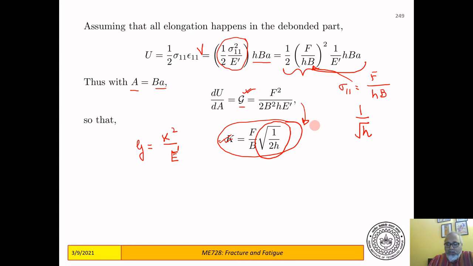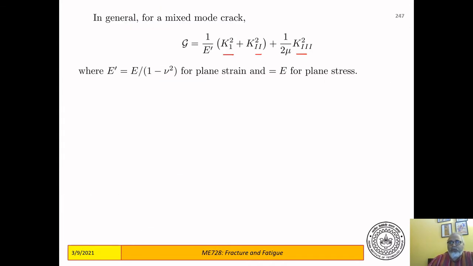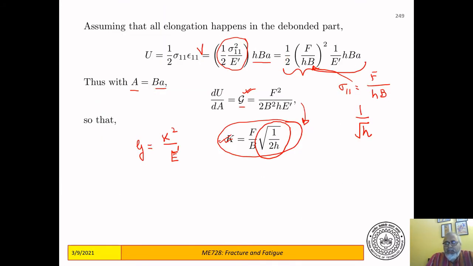This is some kind of averaged K, which is maybe a sum of K1 square plus K2 square. So this K square is what we are finding by multiplying G with E prime. We are not finding K1 and K2 separately. So that is an issue.